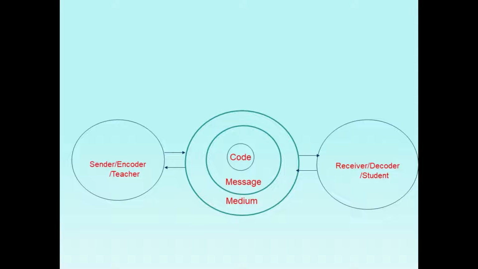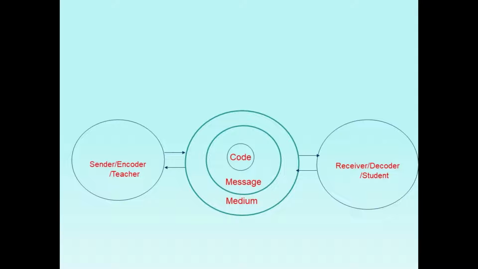So in our case, when we are talking of teacher education, the sender or the encoder can be the teacher and the receiver or the decoder is a student. Now it is almost like your input output device, that we give an input, then there is a processing and there is an output, and then there is a feedback.